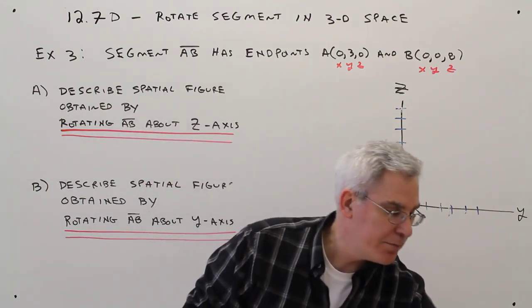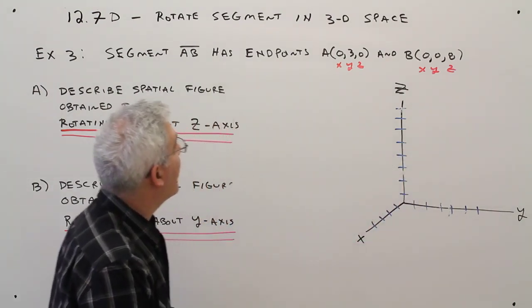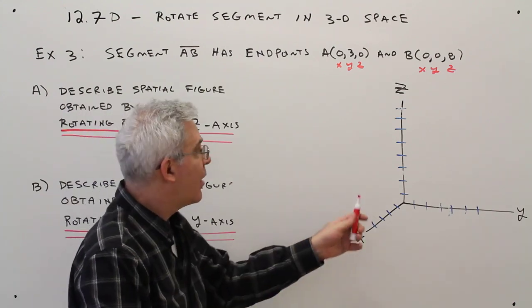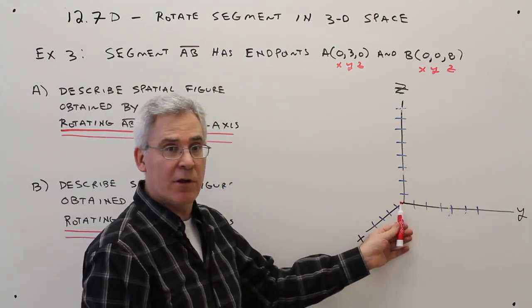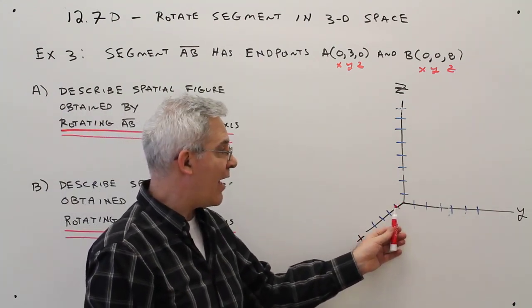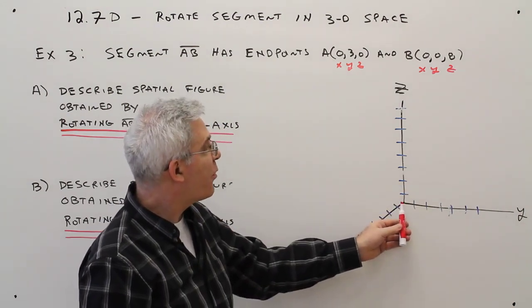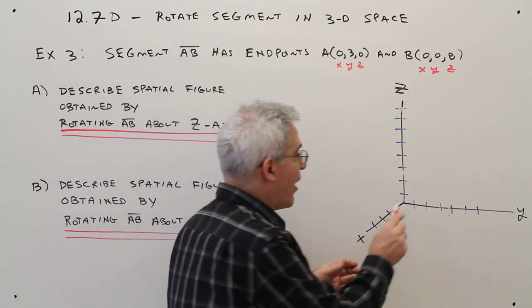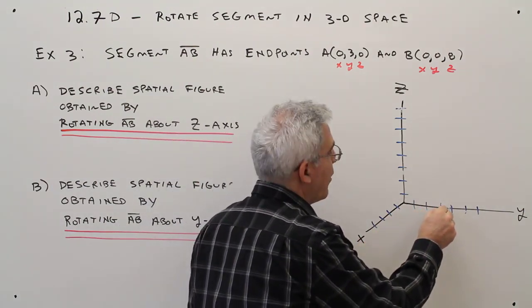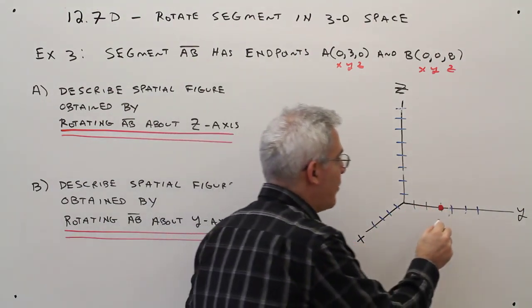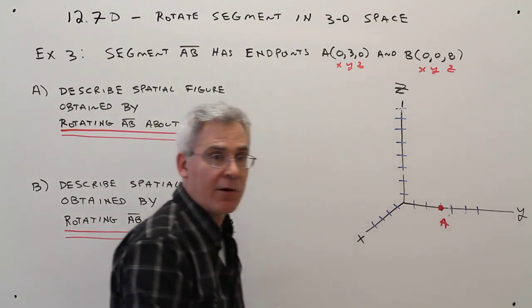resulting figure. All right, so we've got (0, 3, 0) for point A. We're going to start at the origin, go 0 along the x-axis. Remember, the x-axis is coming out towards us. Go 3 in the y direction, and then go 0 up. So that's going to be point A right there.